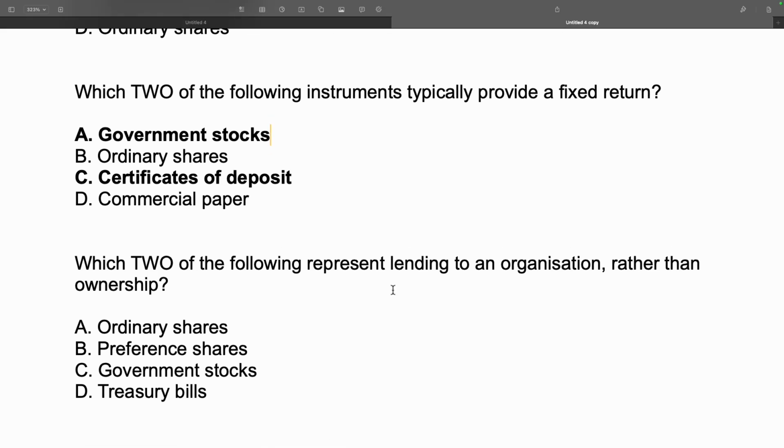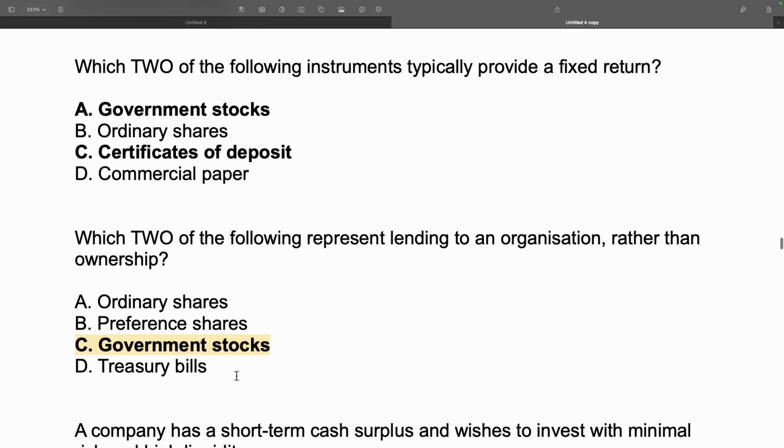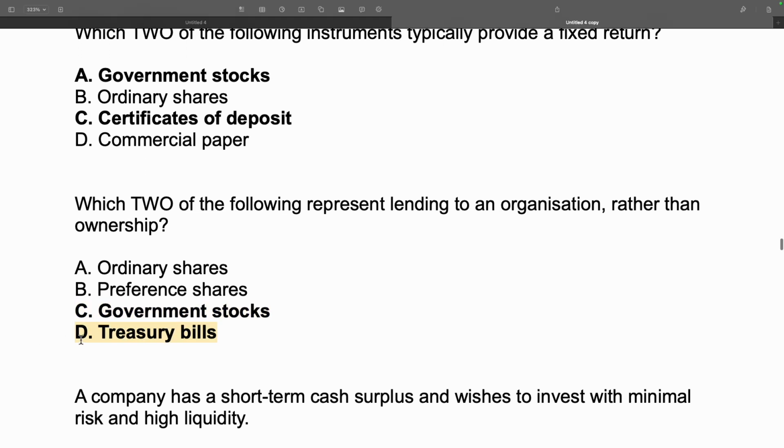Now, which two of the following represent lending to an organization rather than ownership? So when you are giving money, which one is lending the money? Government stock is lending to an organization, correct? Treasury bills are a form of lending to an organization. Ordinary share and preference share are part of ownership. If you take ordinary share and preference share, you end up owning the company.